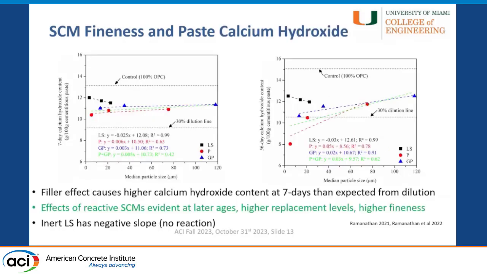Looking at paste calcium hydroxide, at early ages, we saw that the filler effect causes slightly higher calcium hydroxide content at 7 days than expected from dilution for all materials. And evidence of reactive SCMs is seen at later ages, where a higher fineness material is more pozzolanically reactive and more calcium hydroxide has been consumed compared to an inert material like limestone, which has a negative slope, meaning that it's inert and just staying in the system without any reactions.